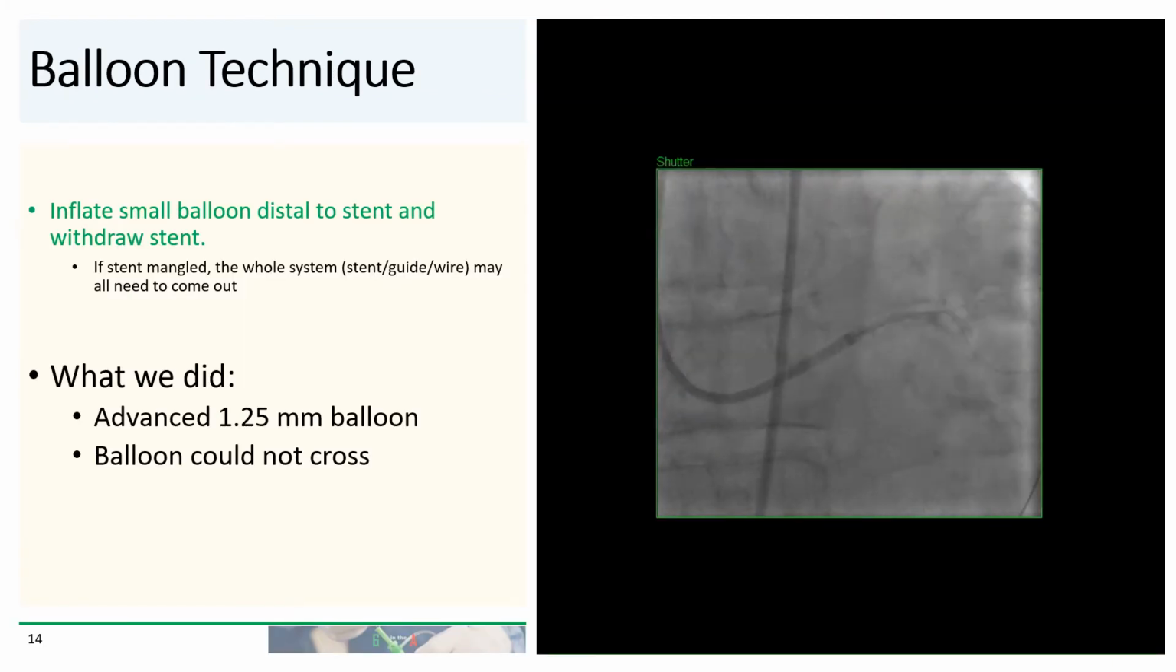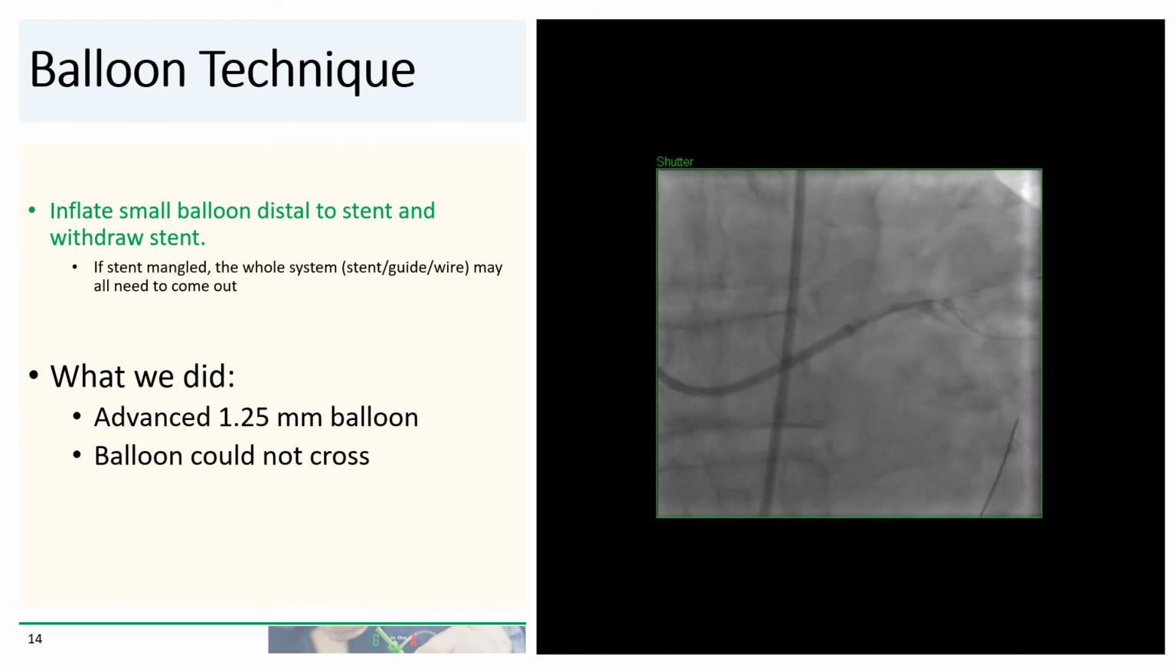So back to our patient. We decided that we wanted to at least try to remove the stent because it was located from the left main into the LAD, clearly a suboptimal area. We tried the balloon technique first.